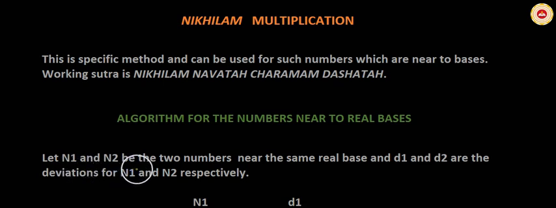Let n1 and n2 be the two numbers. n1 is the multiplicand and n2 is the multiplier. n1 and n2 are two numbers near the same real base, and d1 and d2 are the deviations for n1 and n2 respectively. What you have to do is identify the nearest real base for these two numbers n1 and n2. After that, you have to find the deviations for both of these numbers. Let d1 be the deviation for n1 and d2 the deviation for n2.